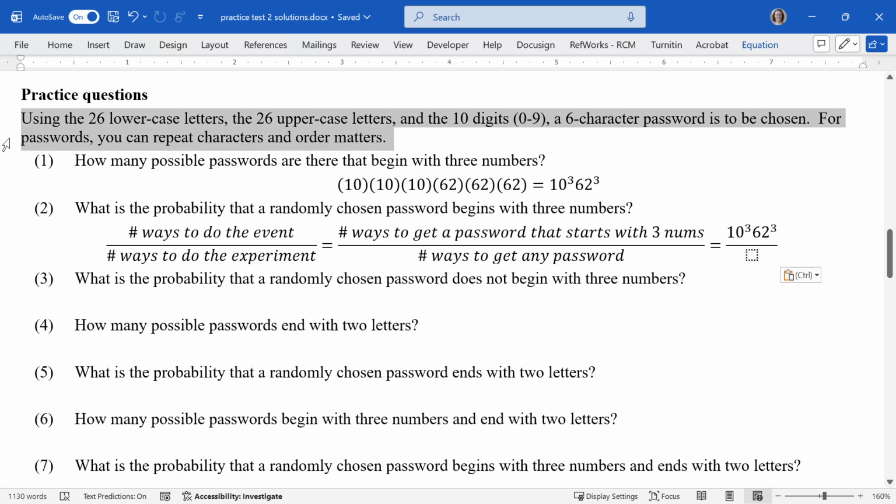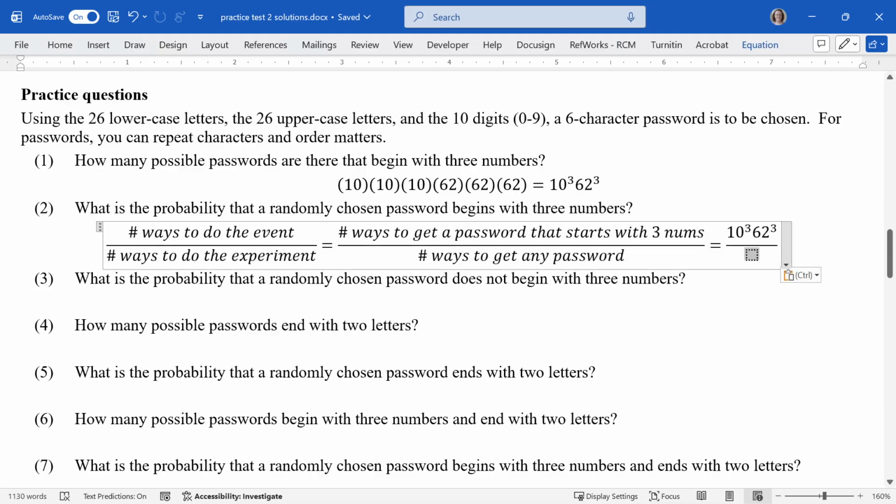So just looking back at the initial description up here, a 6-character password, and these are the letters and the digits that I'm allowed to use. So I should have 62 choices for any of those 6 characters. So this is going to be 62 to the 6 on the bottom.